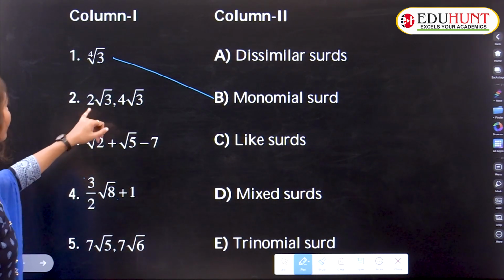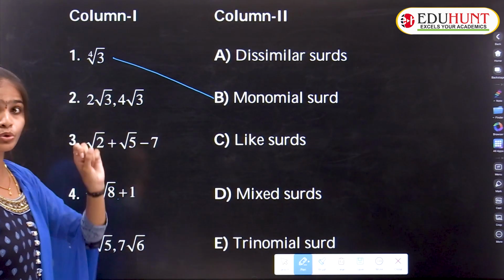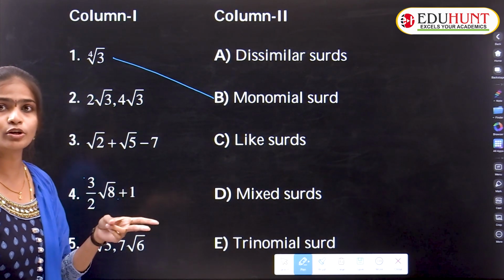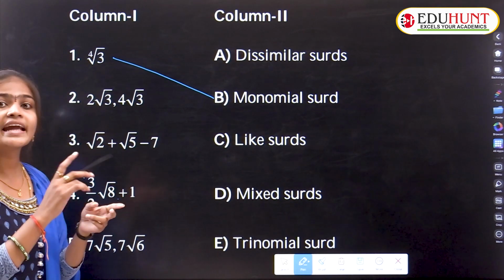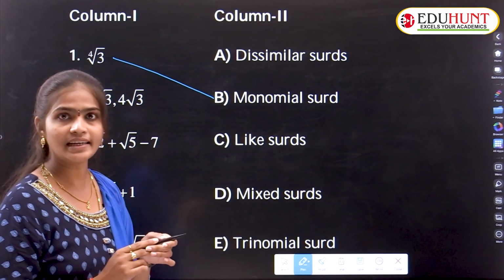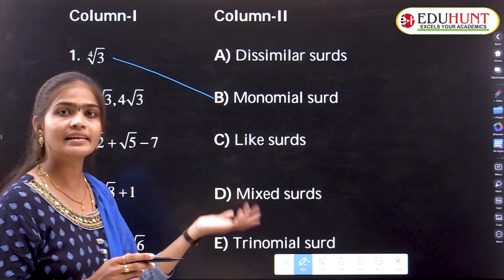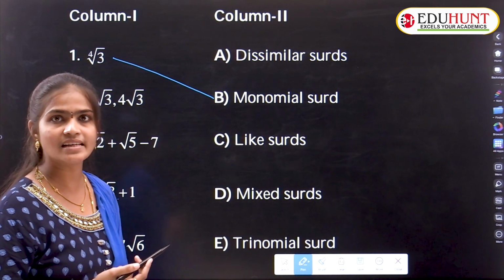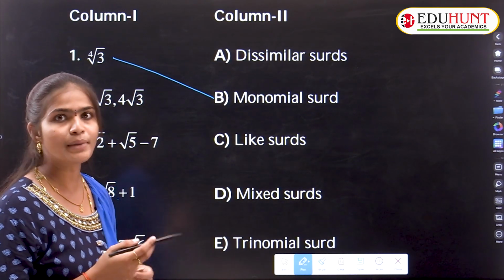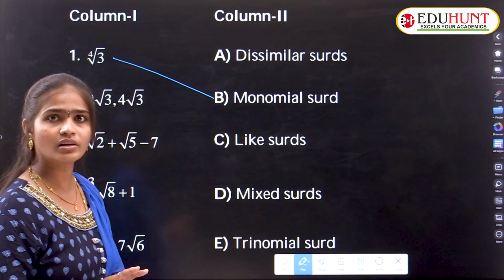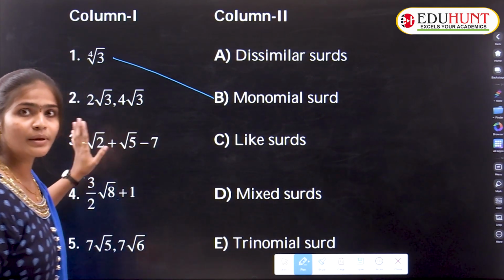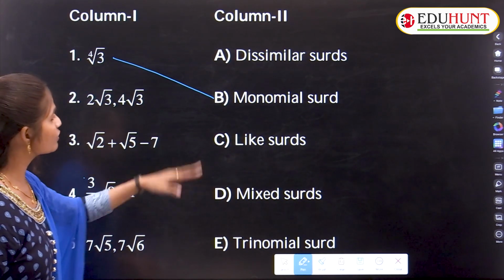Now come here. Here we are having two surds. When will we call that one a binomial surd? If the two surds are combined by using any one of the fundamental operations, right? Any one of the fundamental means either addition or subtraction. Then only we will call that one a binomial surd. But here addition is not there and the subtraction symbol is also not there. Which one is there? Comma is there. So that's why we have to see that one more.